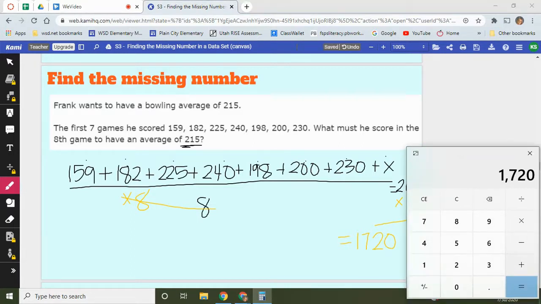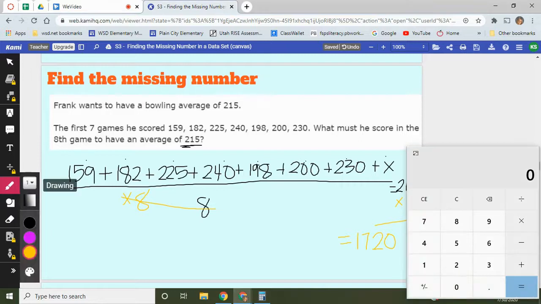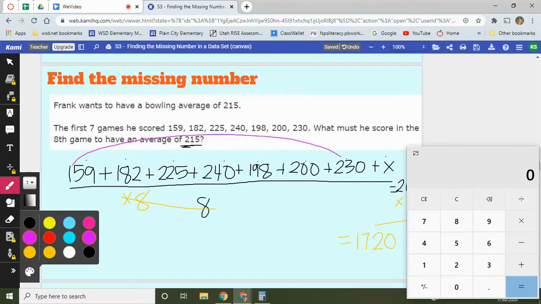Okay, let's go ahead and add up our numbers, right? Remember, we have to add what they give us, all of these. So 159 plus 182 plus 225 plus 240 plus 198 plus 200 plus 230, 1,434 plus that x. So how do we solve it? We subtract 1,434.